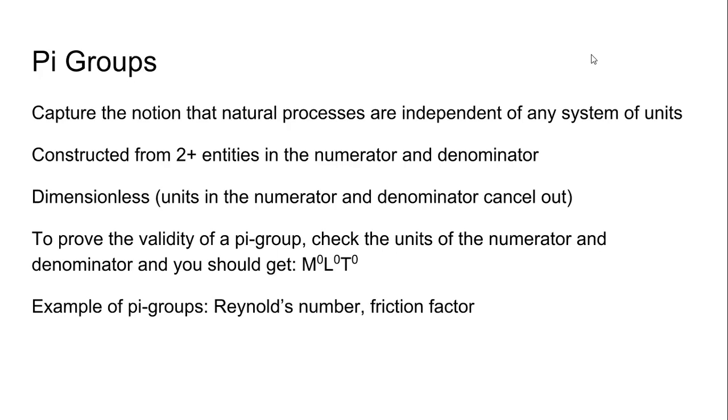So the way you create pi groups is you're going to have two or more entities, and you can combine them in any way that you like in the numerator and the denominator, but you have to make sure that at the end of the day, the units in the numerator and denominator cancel out. Okay, so basically to make sure that they're dimensionless.